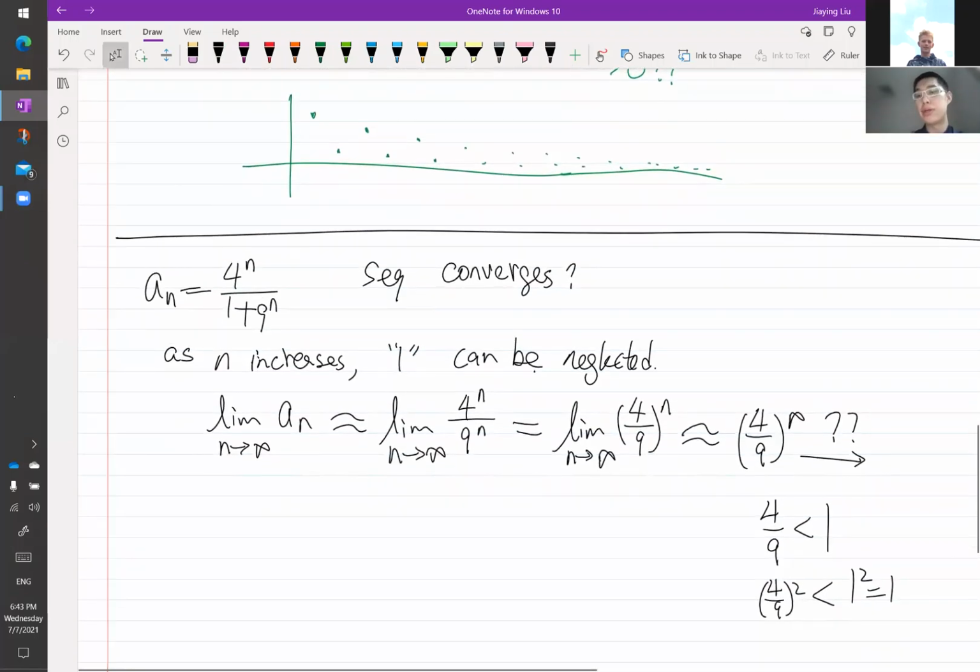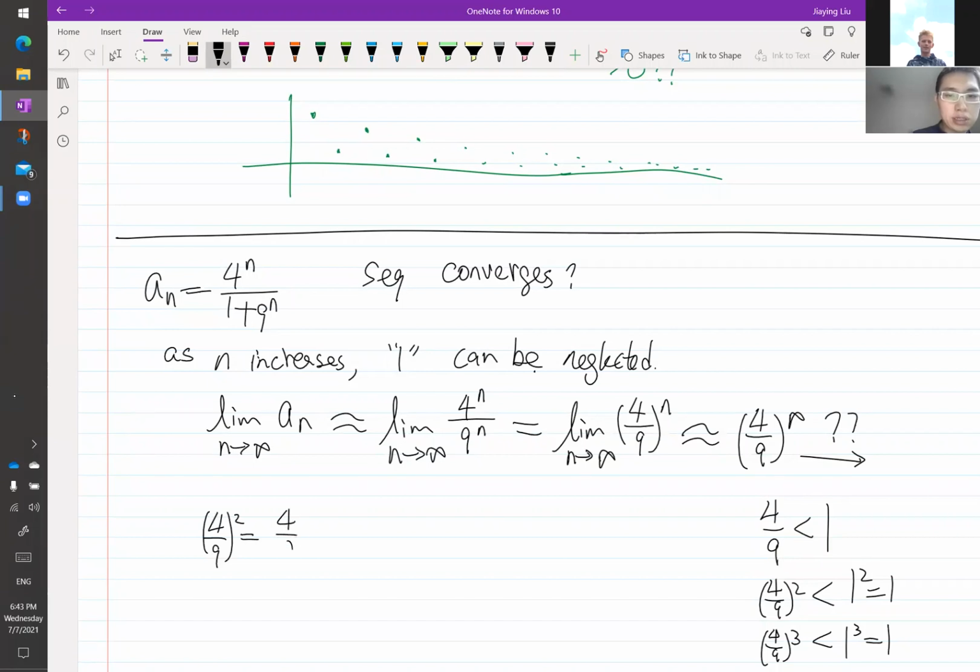If you change it to cube, it's always going to be less than 1 cubed, which is 1. So it doesn't matter what the exponent of 4 over 9 is, it's always going to be less than 1. But what is it approaching? If you have 4 over 9 and multiply by itself, that's going to be 16 over 81, which is a lot less than 4 over 9. Because any number that's less than 1, if you square it, you actually get smaller, right?